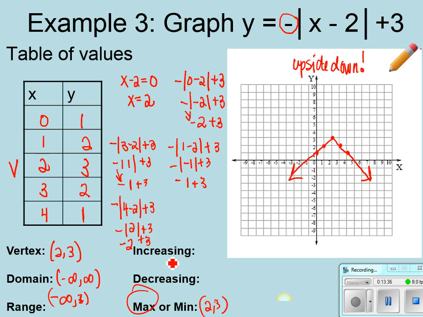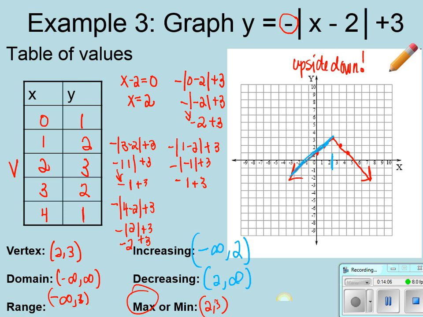Okay. The increasing values and the decreasing values, remember, they're your x values. But this time the increasing is on the left. And so that would be negative infinity all the way to the x value of 2. And then the decreasing would start at that 2 and go all the way to positive infinity.